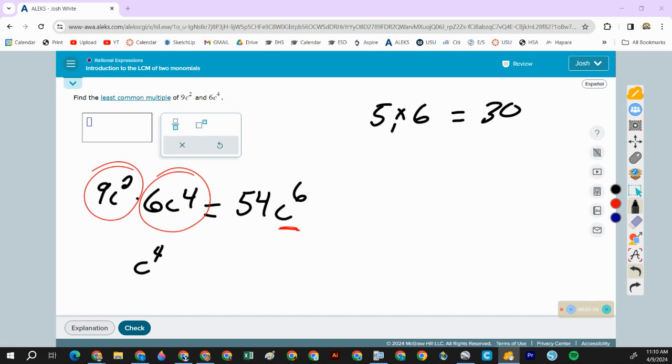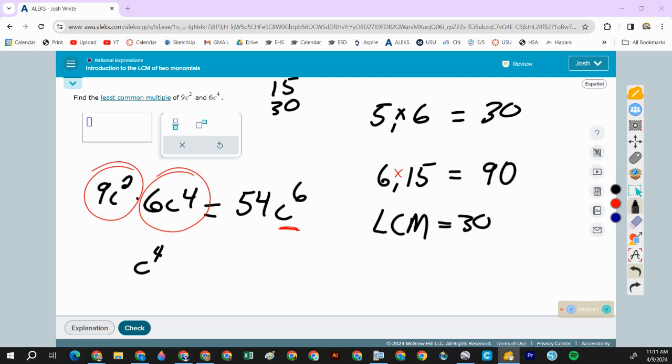Well, what if I had 6 and 15? So multiply those together, and I get 90. Is there a smaller number that 6 and 15 both go into? Well, should I add 6's together or should I add the 15's together? It's easier to do the 15's. So let's look at it. The first one is 15. Does 6 go into 15? No. What about 30? Yes. So the least common multiple of 6 and 15 is 30.